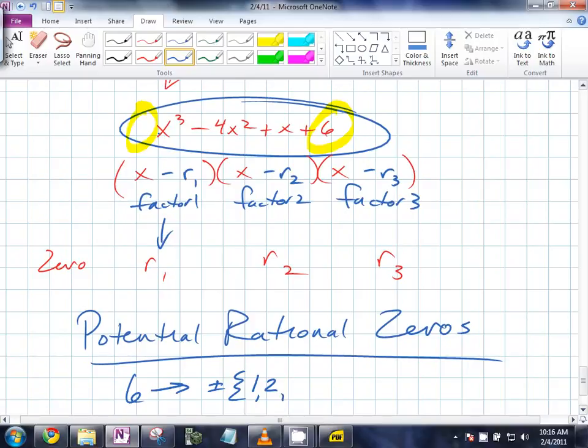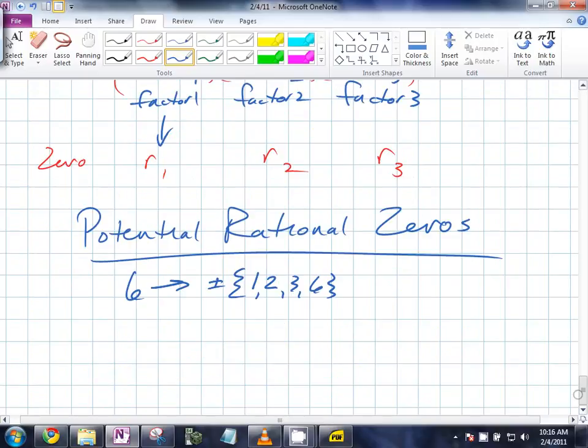Wait, now those aren't the potential rational zeros. You pair them all up here. So you make 1 over 1, 2 over 1, 3 over 1, 6 over 1. Is 1 a really nice denominator? So what is the list of potential rational zeros? 1, 2, 3, and 6. But not just positive, also the negatives. So how many total do we have? 8. We have 8. That seems like a lot, right?